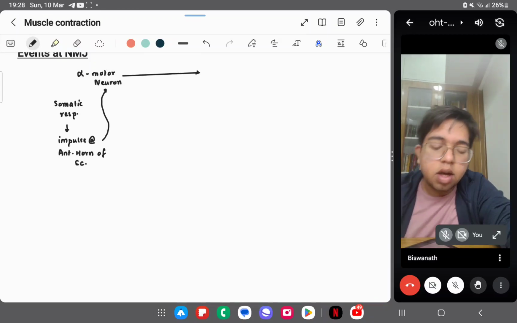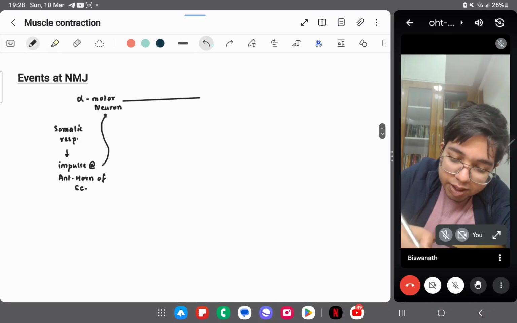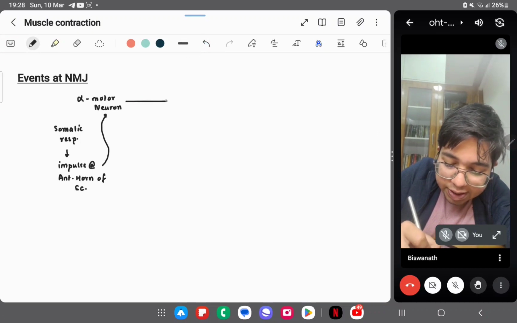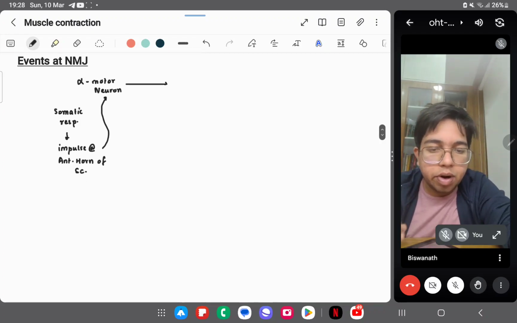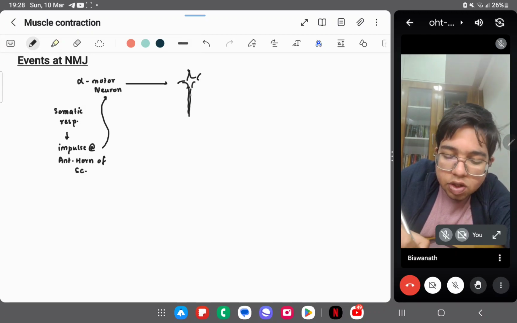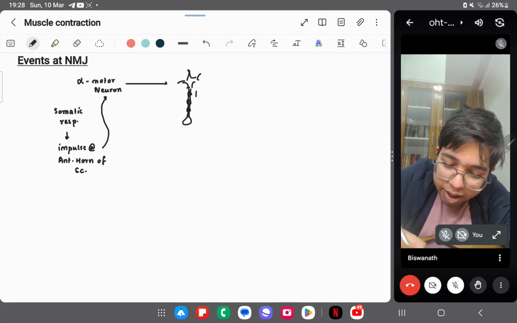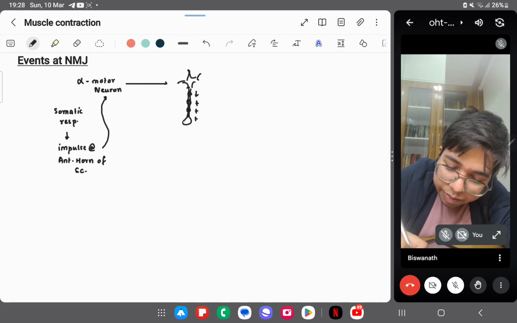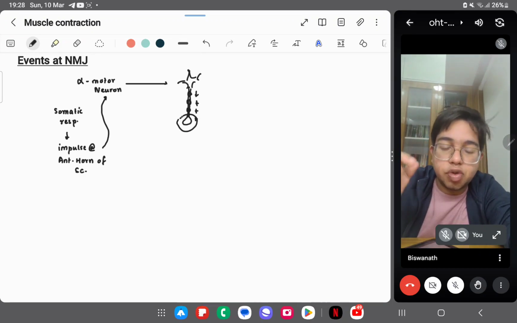Basically, the alpha motor neuron is here in our muscle contraction mechanism, which we are going to discuss. So the impulse came via the alpha motor neuron, came down. The neuron has an axon, some myelination, and a synaptic end plate. So the impulse came down here and reached the synaptic knob, the junction, the trigger zone.